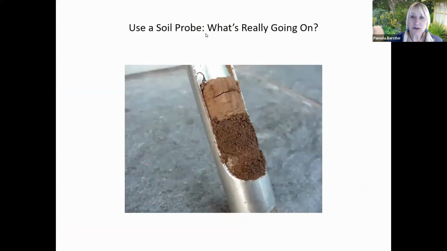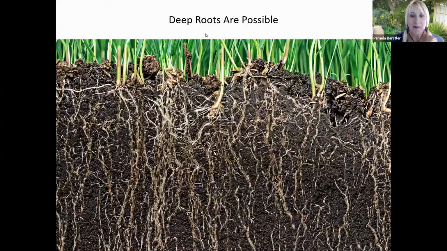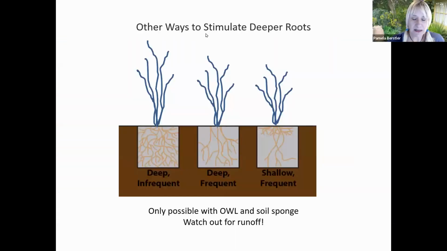Using a soil probe is really important. We want to know what's going on in the root zone. Obviously, the root zone is where it's all happening. This is typical turf, so you want to make sure that you're managing this right. But deep roots are possible, and that's really what we want to try to encourage. Deep roots, that's our green water right there.